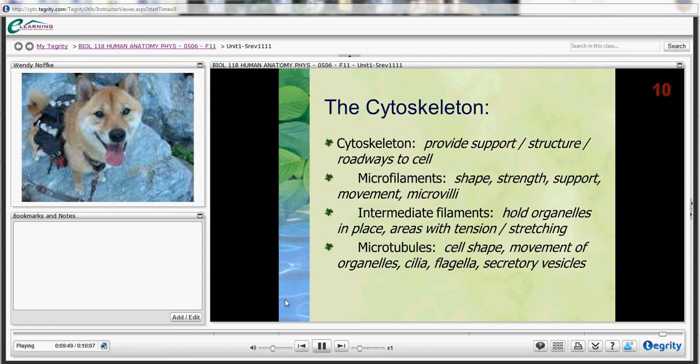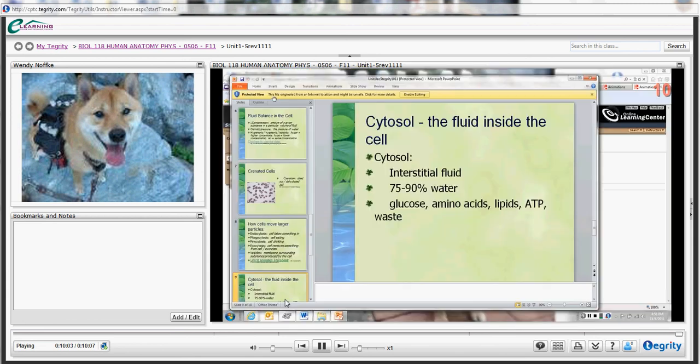The fluid inside the cell is the same thing as the interstitial fluid, which is the fluid that bathes the tissue. If you were to cut open a body and look inside, even without blood, you would notice things are moist and wet because of the interstitial fluid. It is largely water, 75 to 90%. It will also contain glucose, amino acids, lipids, ATP, and waste products.